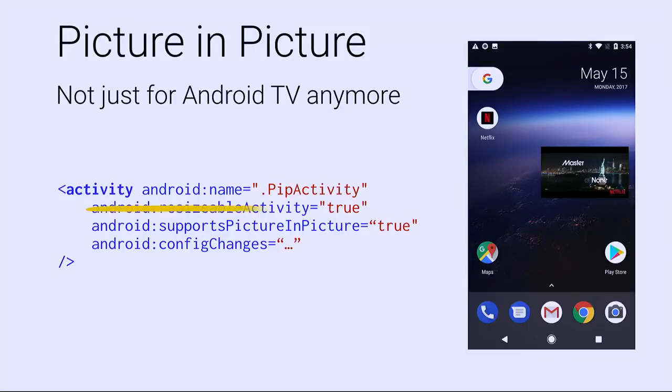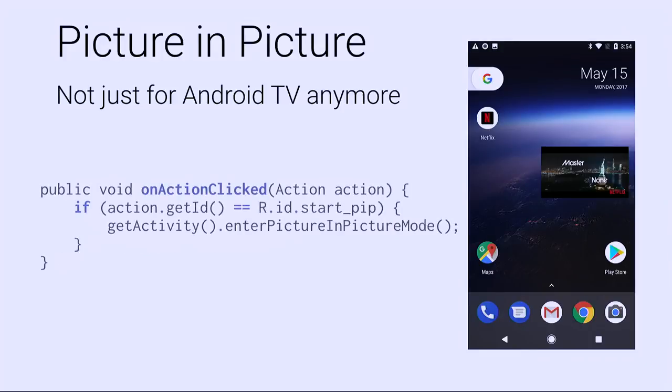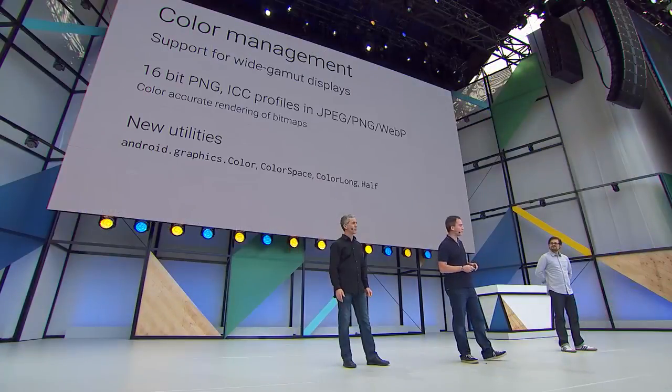You don't need in O the resizableActivity true attribute anymore. And you should also test configuration changes. And in your code, when you want to enter the picture-in-picture mode, you just have one line to call. You get your activity, and you call enterPictureInPictureMode. Super simple, and it's going to make your user super happy.